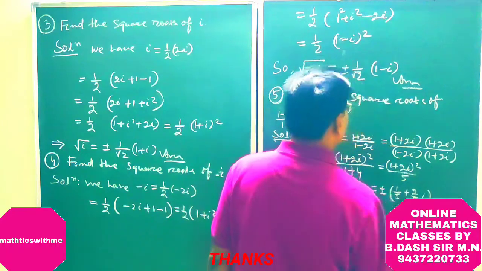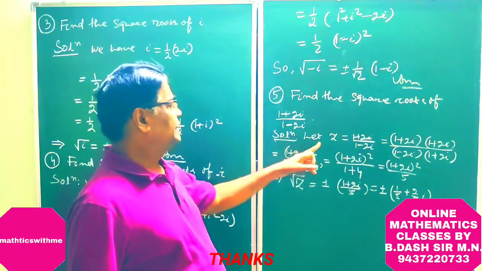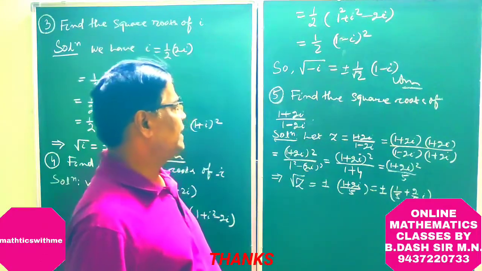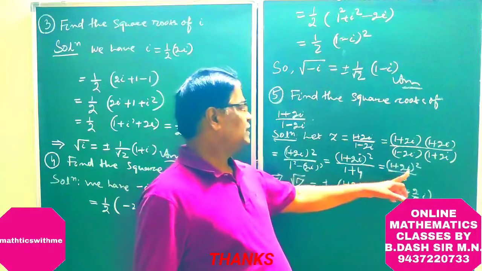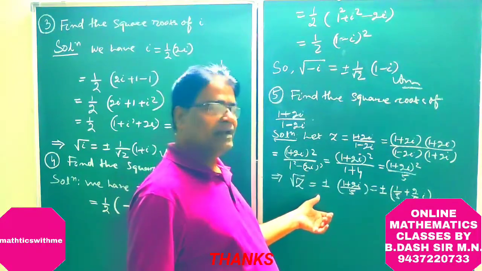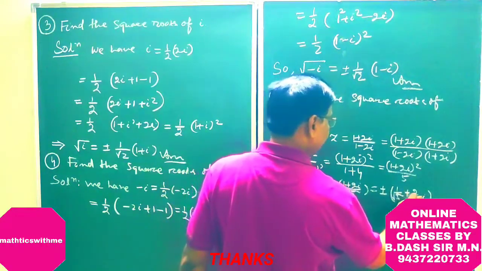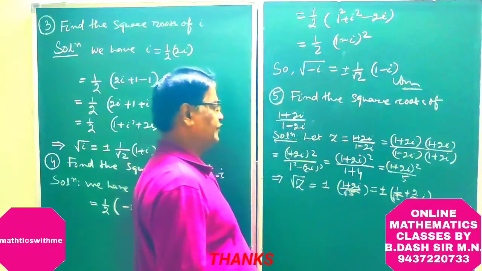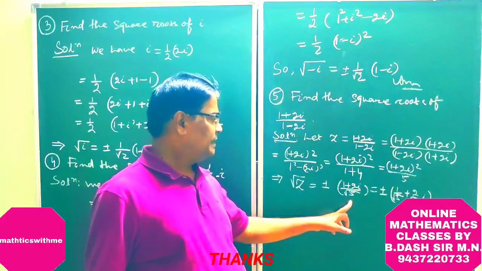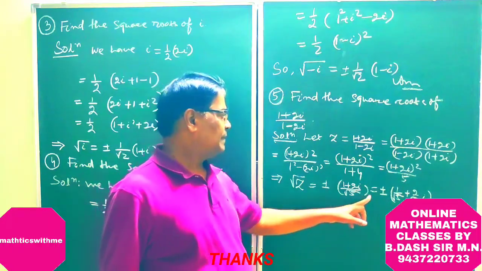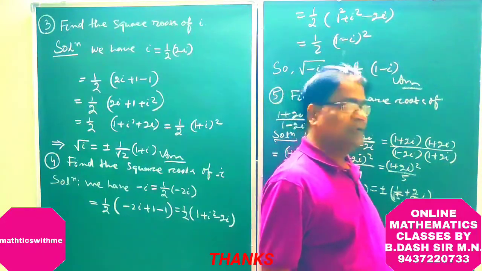So here the question is to find the square root of (1 + 2i)/(1 − 2i). We take z = (1 + 2i)/(1 − 2i), multiplying (1 + 2i) in the numerator and denominator, and after simplification we get (1 + 2i)²/5. Therefore the square root of z is ±(1 + 2i)/√5, which is ±(1/√5 + (2/√5)i).